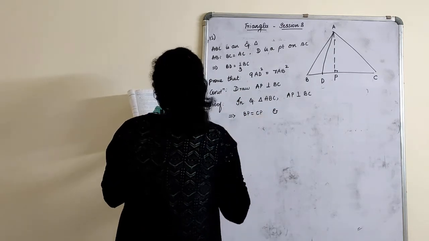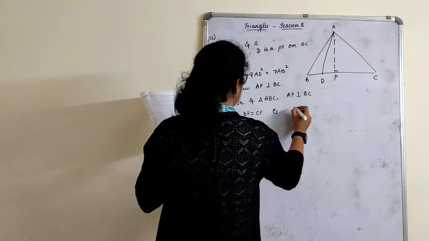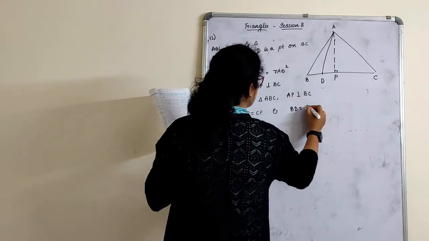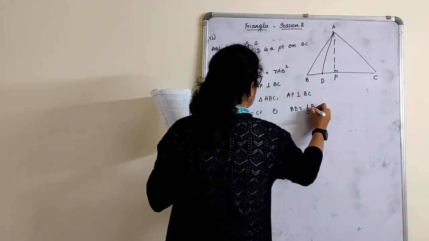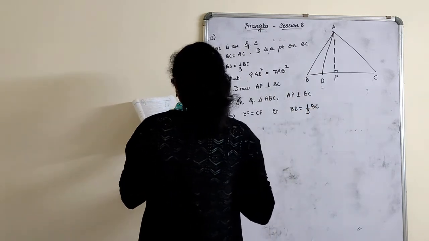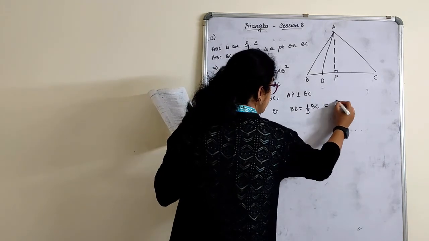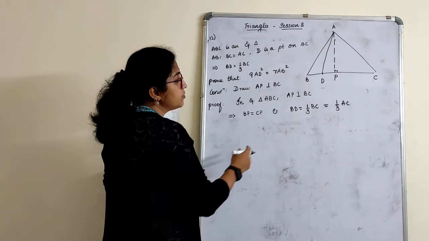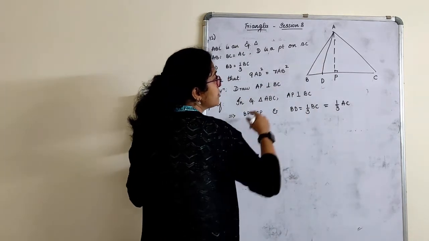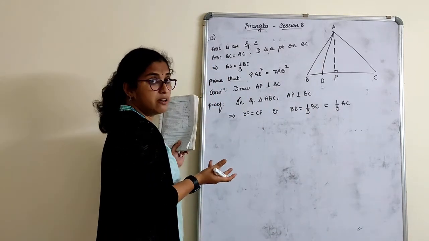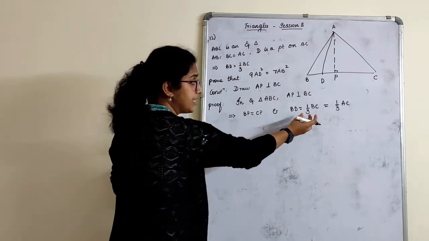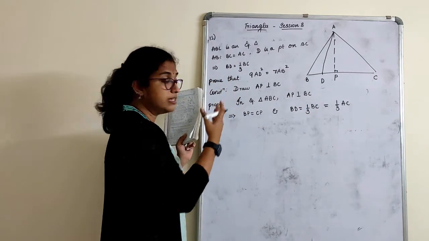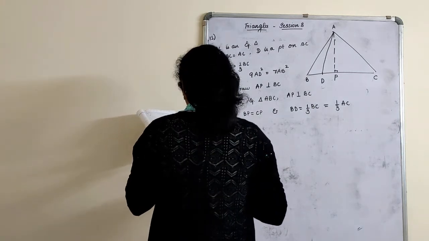And they have also given one point saying that BD is equal to 1/3 BC. So this also implies that it is 1/3 AC. BD is equal to 1/3 BC. It is also 1/3 AC. Why? Because it is an equilateral triangle. All the sides, if it is 1/3 of this, it should be 1/3 of the other side also. Since all the sides are equal, keep this as it is.